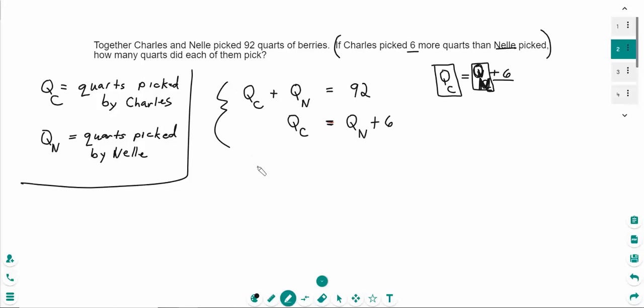The rest of this should be easy to do. You've done this so many times at this point. You can use elimination, you can use substitution, whichever one you'd prefer. Looking at it, I think this one really offers itself to substitution because you have already one variable set out by itself on one side of the equal sign, right? So it's pretty straightforward to plug this q sub n plus 6 into this q sub c up here. All right. And then you would work this out the way that you've been working them out all along.